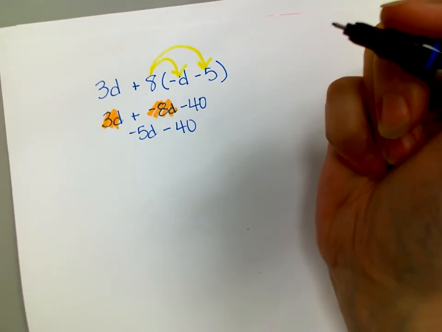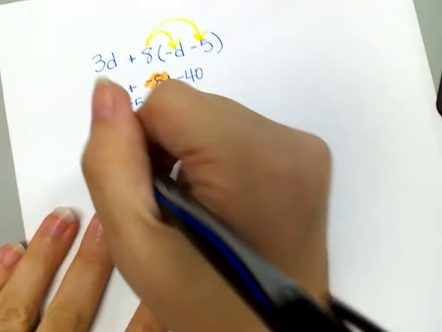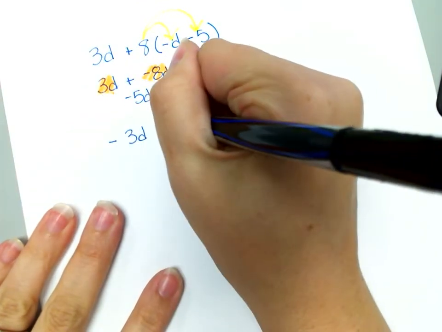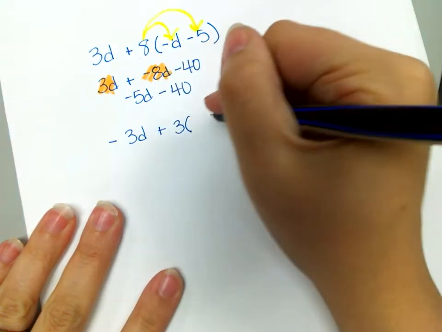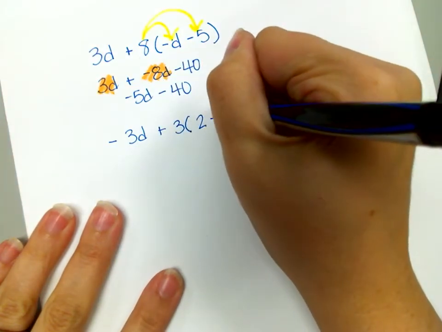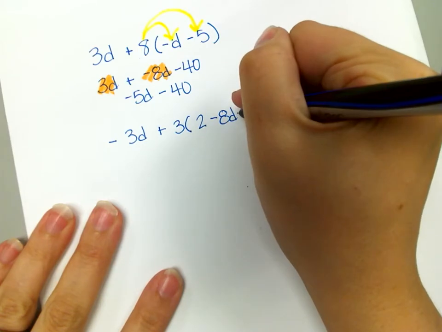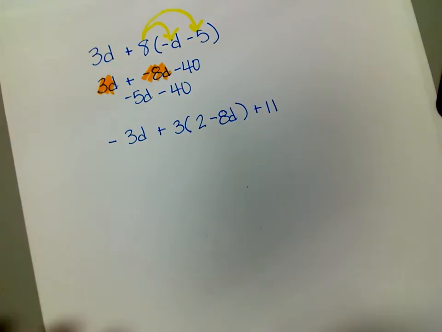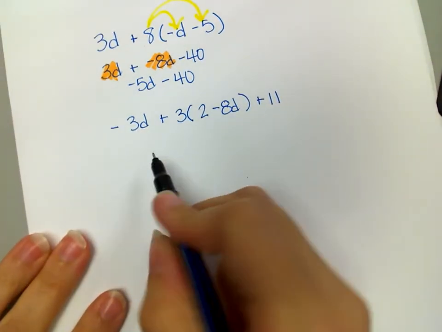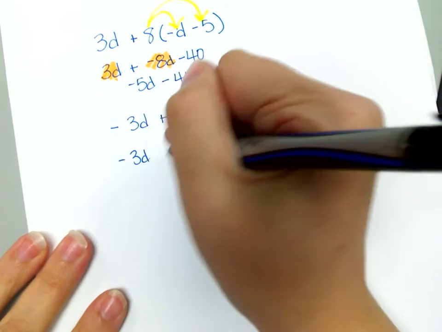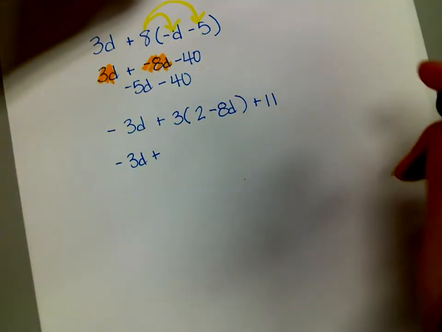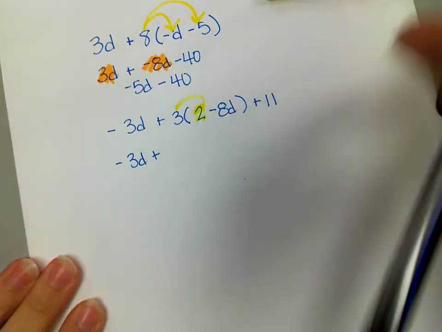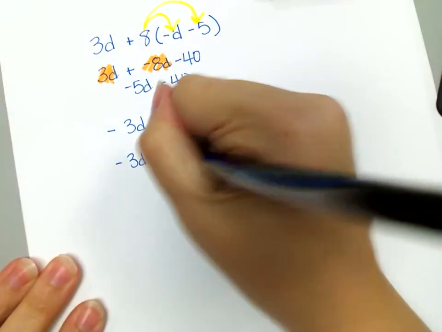Okay, now I'm going to make it even harder. I'm going to say negative 3d plus 3 times 2 minus 8d. I know I'm mean and evil, plus 11. So I know I have this negative 3d, right? Negative 3d. Plus, I'm going to distribute this 3 to this 2, right? So 3 times 2 is 6.